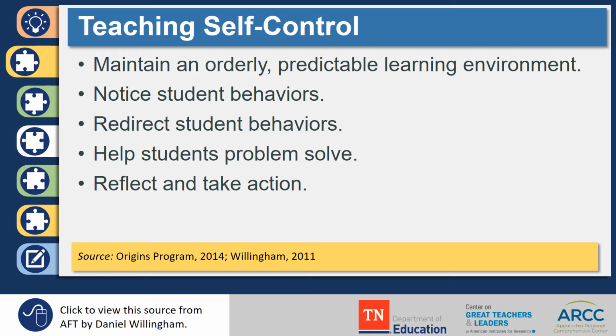Reflect and take action. Have students reflect on their goals and monitor their progress to determine if they're meeting their goals or if they need to modify them. If their behavior was disruptive to anyone, this may also be a time that the student apologizes and works on improving relationships with you, students, or other adults.